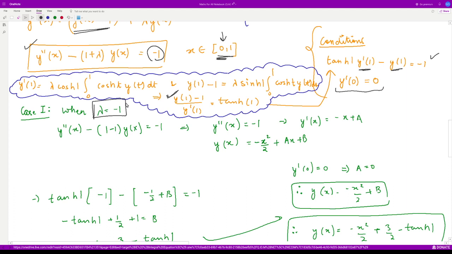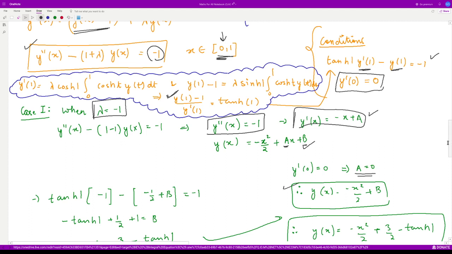When lambda is equal to minus 1, what does our equation become? It becomes y double dash x is equal to minus 1. So what we need to do, we can integrate it twice. So firstly, we'll get this, and secondly, we'll get this. So we need to determine these constants a and b. So we can use this boundary condition, y dash 0 is equal to 0. So when you put 0 here, you have a as 0 in y dash x, right? So a is 0. So our y becomes this, and now what do we do?